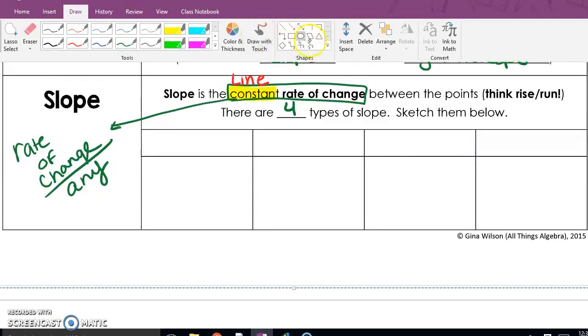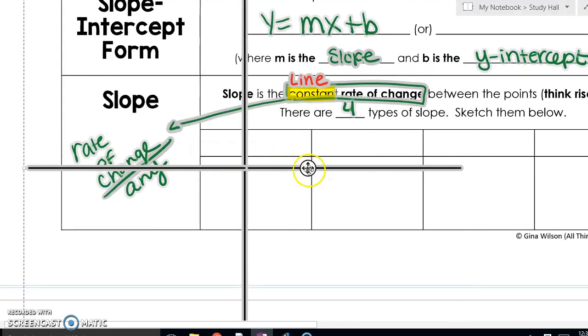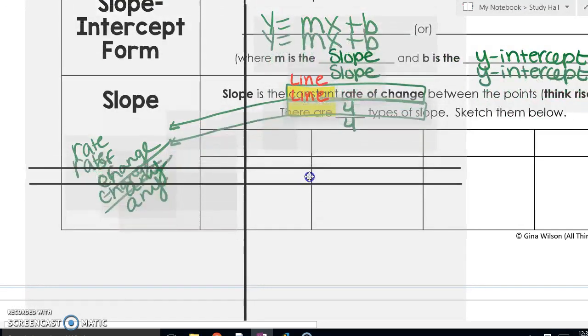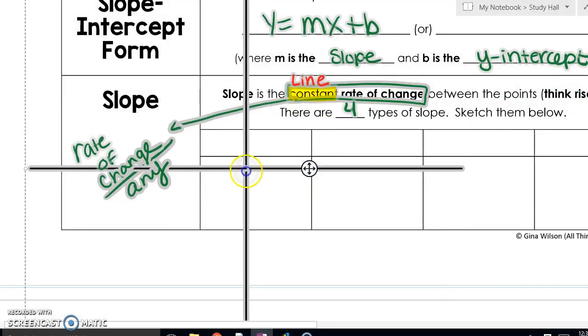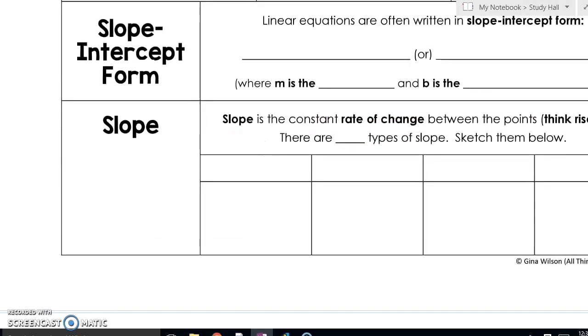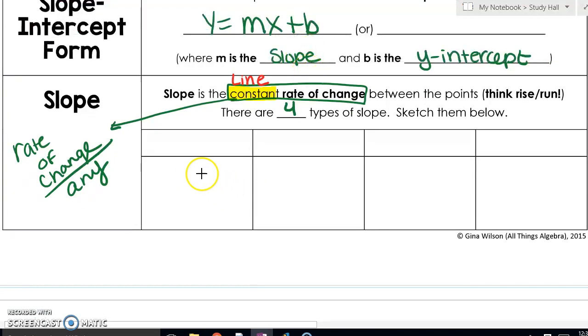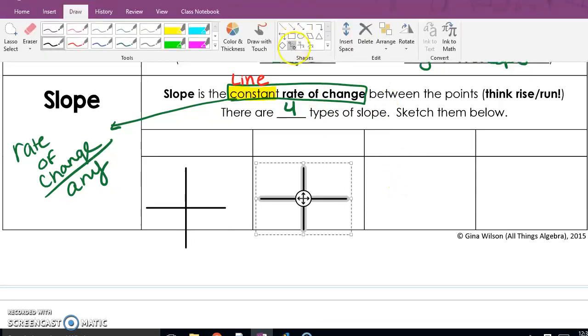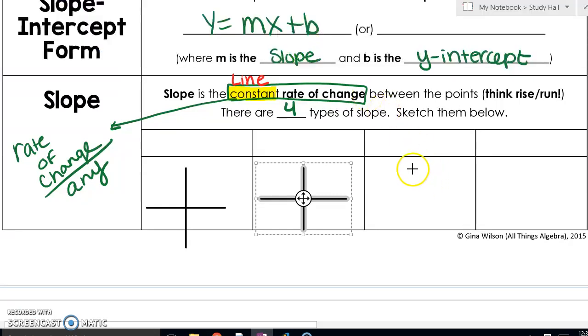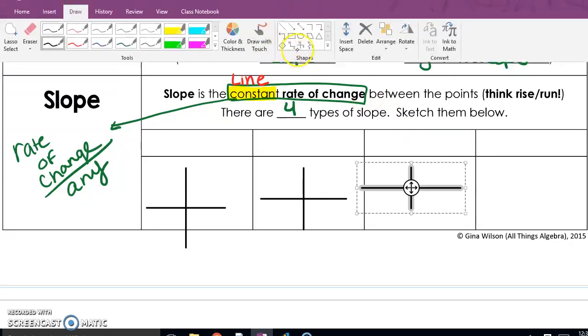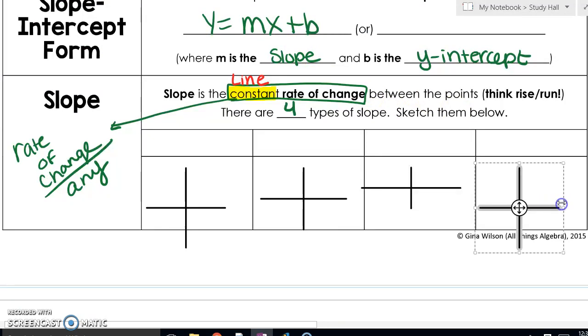So there's 4 types of slope, and we're going to draw those. So I would draw an XY axis. We don't want that. Okay, so draw a little XY axis in each of these boxes to give yourself an example of what the slopes are going to look like. Nothing special, just a normal XY axis.